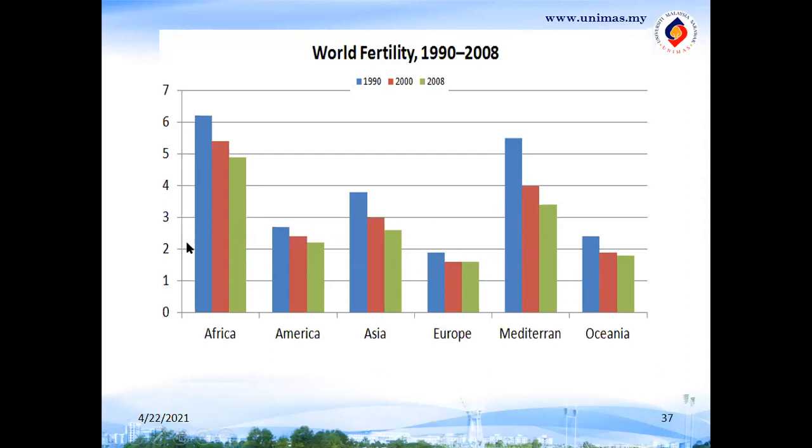Okay, but Asia, Africa still, this is the worry now. African countries, even though the number of births per woman has decreased, is still high compared to many parts of the world except for the Mediterranean lah. Okay, itu satu data yang sangat sangat penting ya.